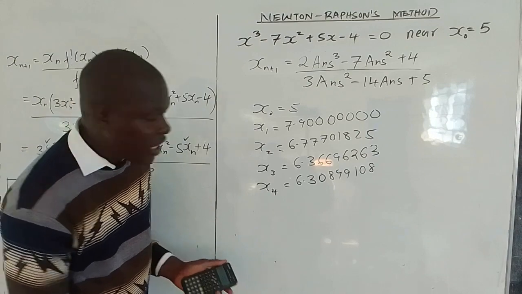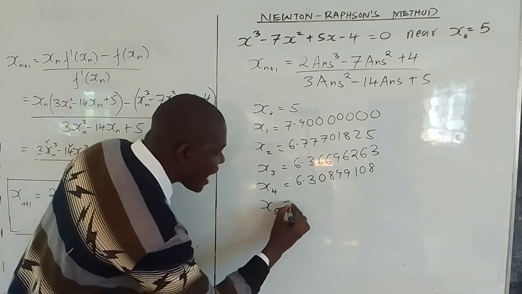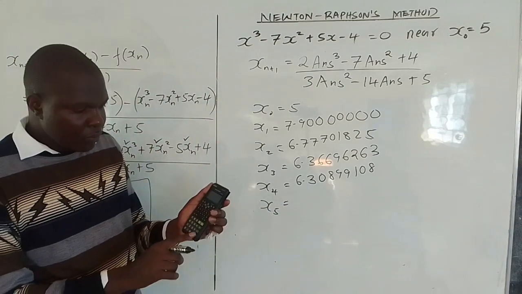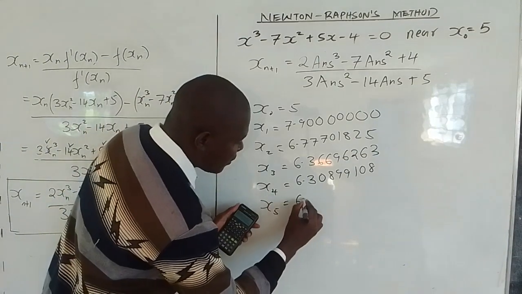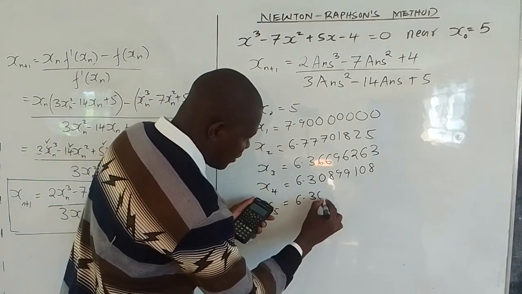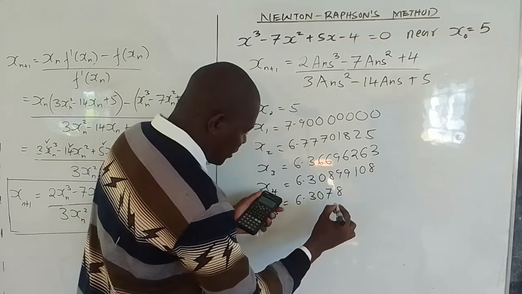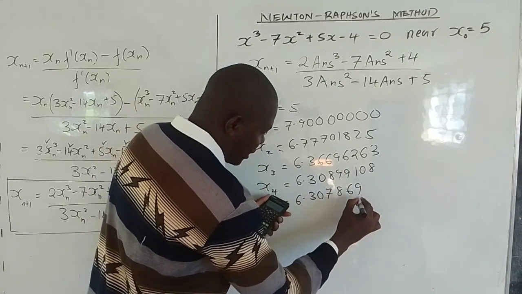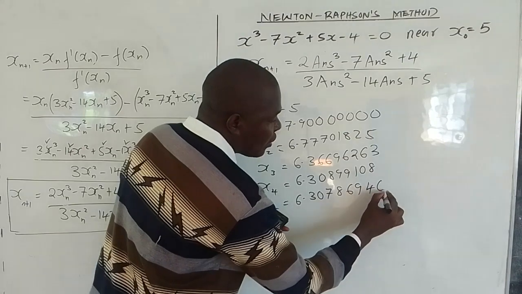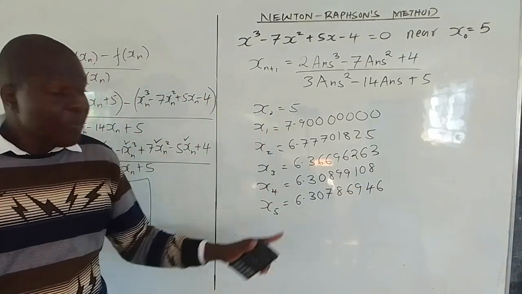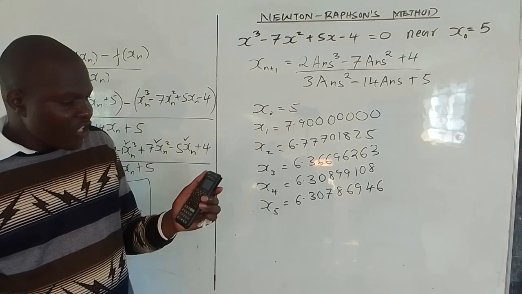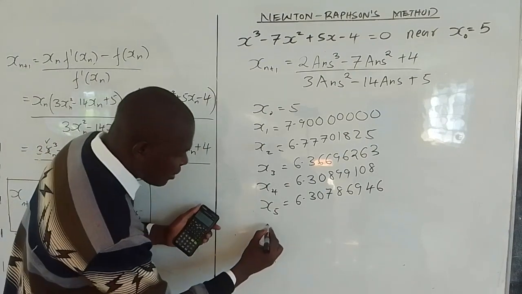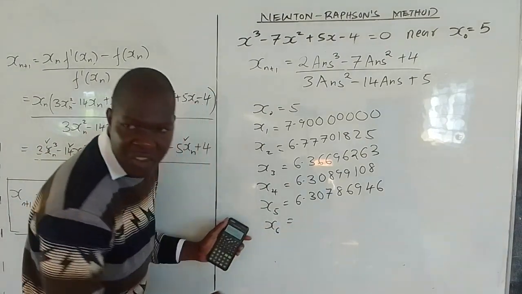Are we together? You now move to the next one, x5 is equals to 6.3, 0, 7, 8, 6, 9, 4, 6. Meaning it has not repeated itself, meaning that is still not the root, isn't it? You press equals to again. It's equals to what? 6 point? Meaning the next one is now x6, isn't it?